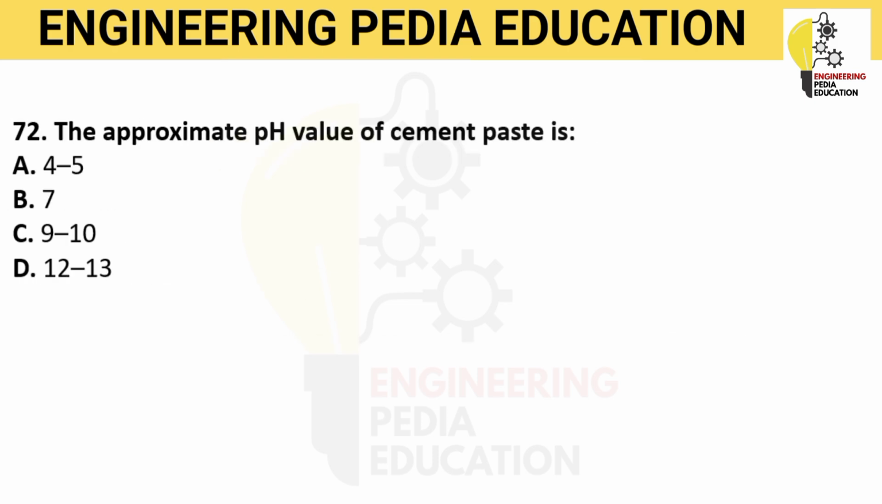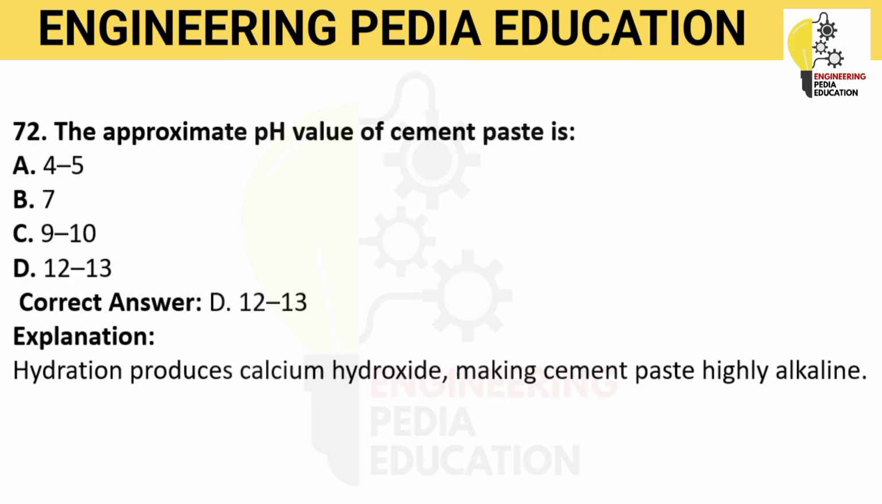The approximate pH value of cement paste is 4, 5, 7, 9, 10, 12, 13. So the correct answer is 12 to 13. Hydration produces calcium hydroxide, making cement paste highly alkaline. As the cement paste is alkaline in nature, the pH value obtained is 12 to 13.